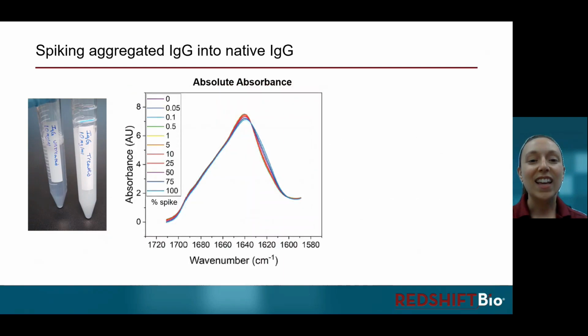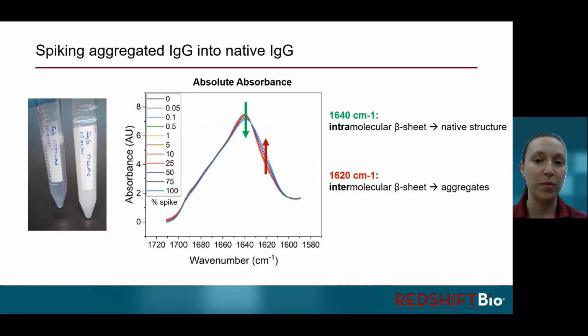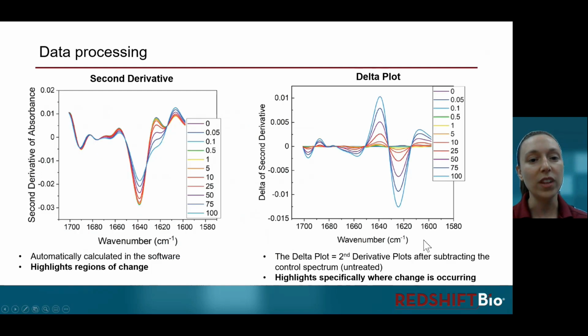The absolute absorbance graph here shows native IgG, where the main peak is centered at 1640 wave numbers. As we spike in the treated sample, the center peak decreases and the region at 1620 increases. It is well understood that the region at 1640 in the IR spectrum is due to native beta sheet structure, and 1620 is due to aggregated beta sheet structure.